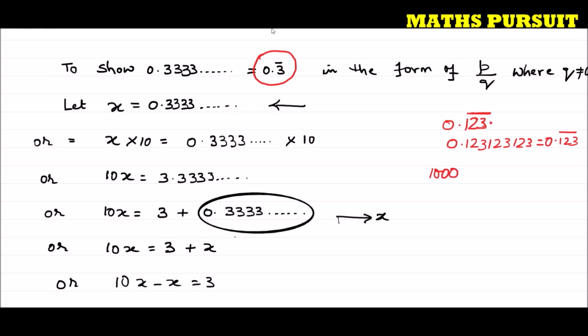But in our case, we have 0 point, and after 1 digit we have a repeating digit. For that reason we are multiplying 10. In the other case, after 3 digits it is repeating, so in order to shift my decimal after 3 digits, we just multiply 1000 here. Hope guys you understood why we are multiplying 10, and in which case we would have multiplied 100 or 1000.